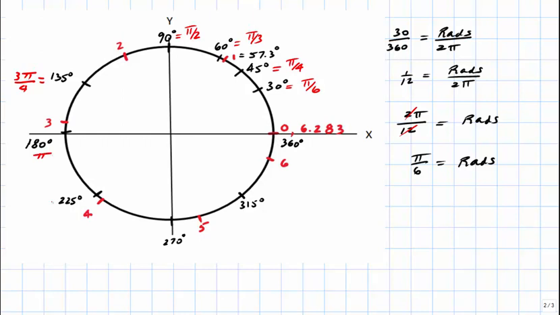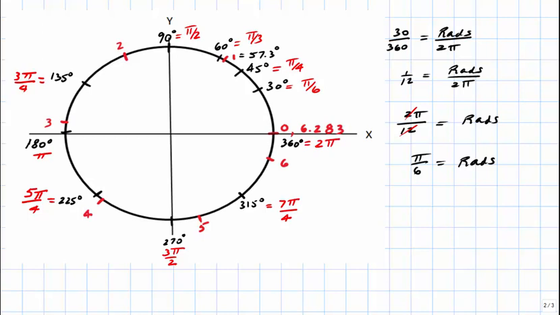225 degrees would equal 5 pi over 4 radians. 270 degrees equals 3 times 90, right? And 90 degrees just simply equals pi over 2. 3 times that would equal 3 pi over 2. 315 degrees equals 7 pi over 4. And finally, we know that 360 degrees equals 2 pi radians.